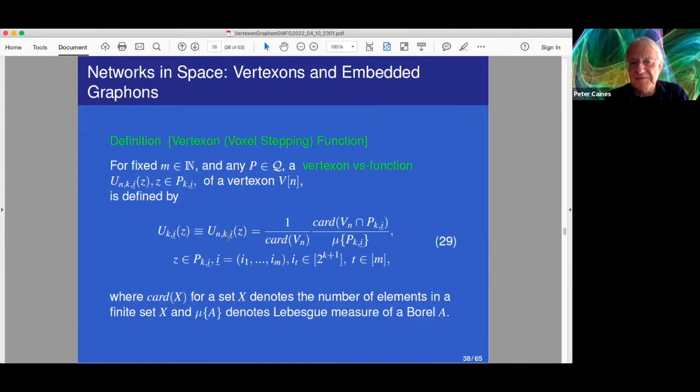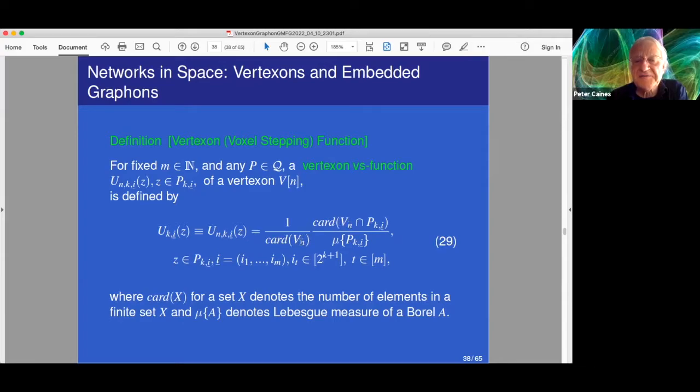So now we define the voxel stepping functions, and these are inspired directly by stepping functions in the Lovász proof of the graphon compactness theorem, which inspires this proof pattern, where we go to the kth level of the partition hierarchy, the partition Pk, and then on the ith cell of Pk, we see how many elements of Vn fall in it.